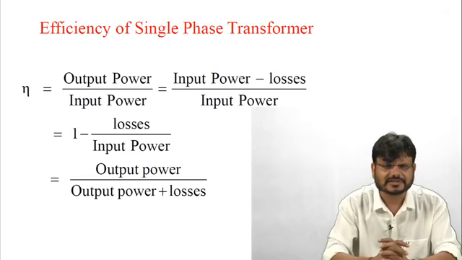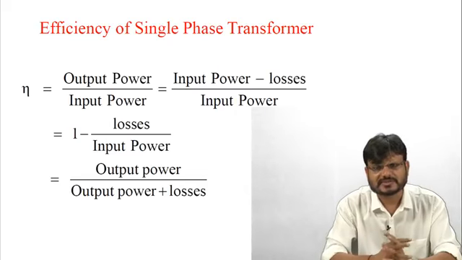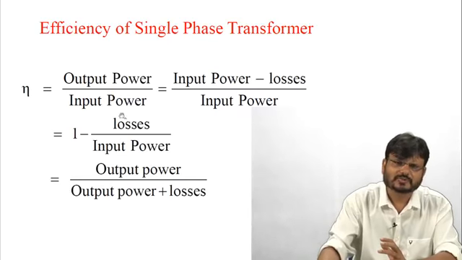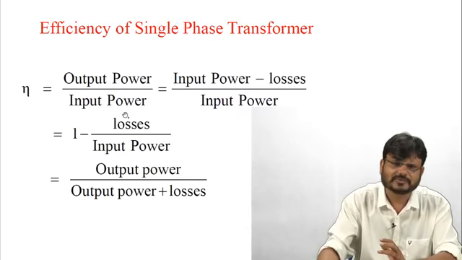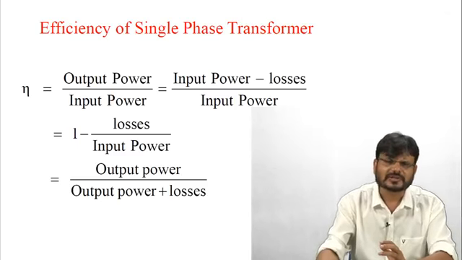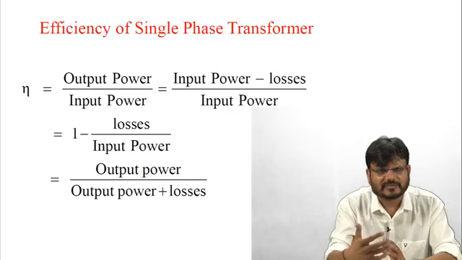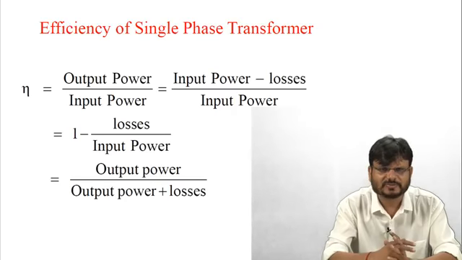Efficiency is nothing but output upon input. So we are talking about the efficiency of the transformer. Efficiency is equal to the output power of the transformer to the input power of the transformer, right? Output power can be calculated if you are able to calculate the current, voltage and power factor, then you can calculate the output power.